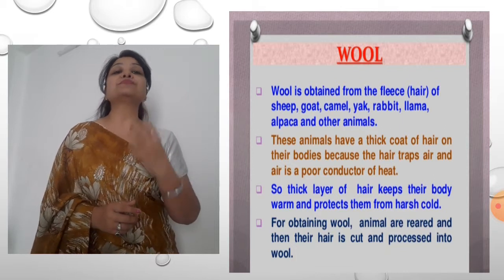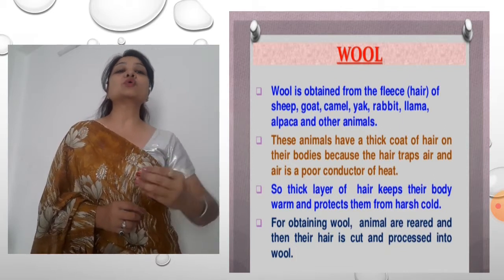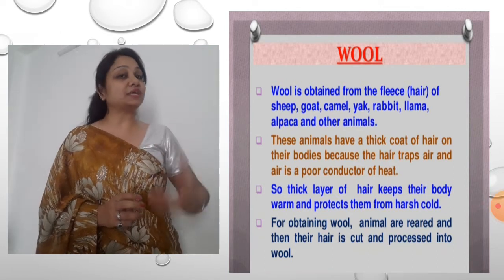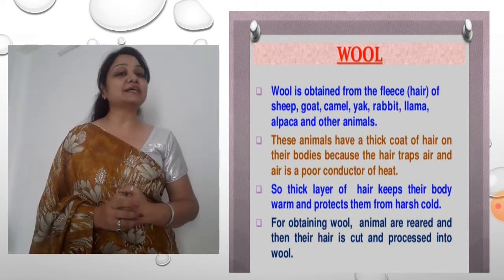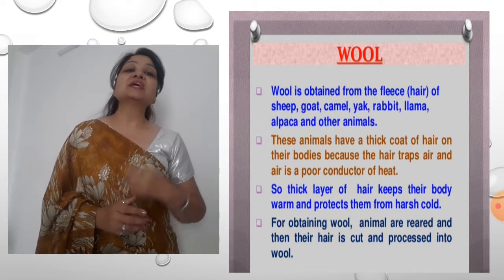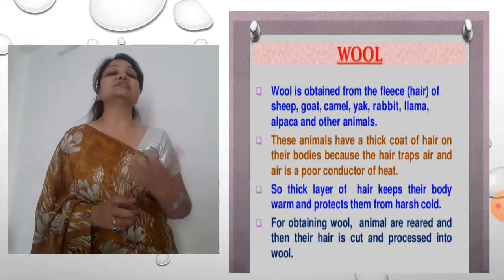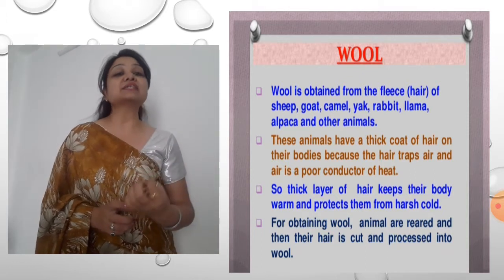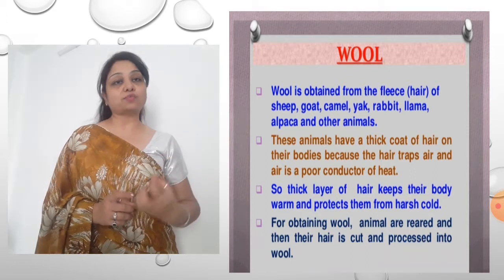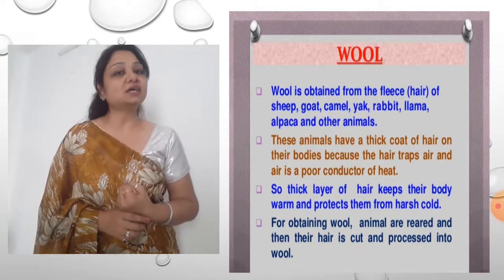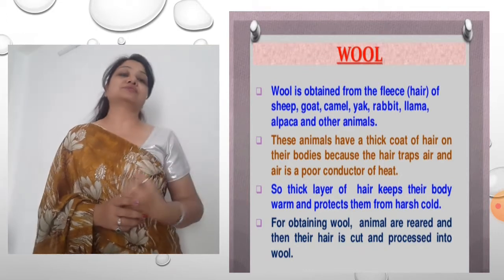It is obtained from the fleece of sheep, goat, camel, yak. You must have read the chapter. So, from all these animals, we get the wool. Now, how do we get the wool from these animals? Why not from other animals? The reason behind this is these animals have a thick coat of hair on their bodies because the hair traps air and air is a poor conductor of heat.